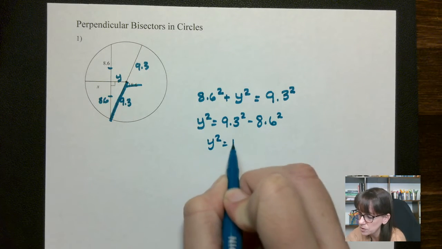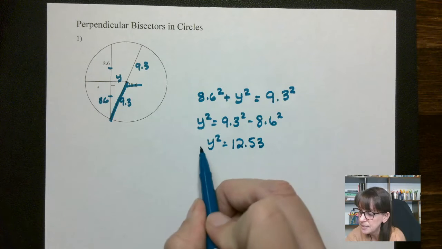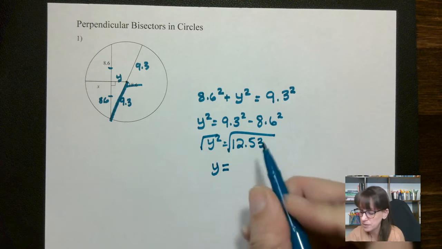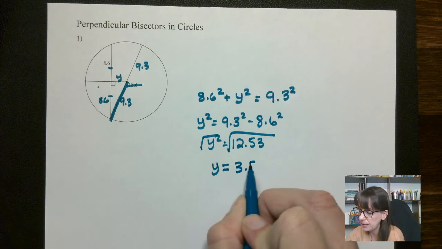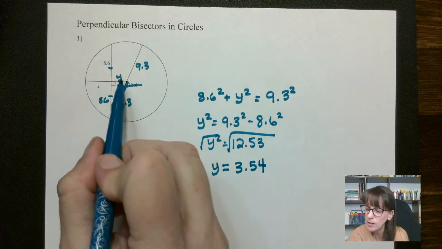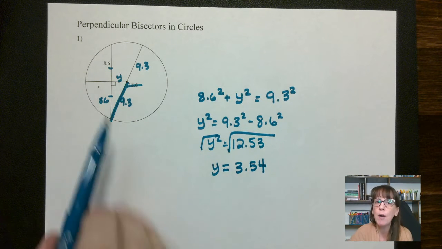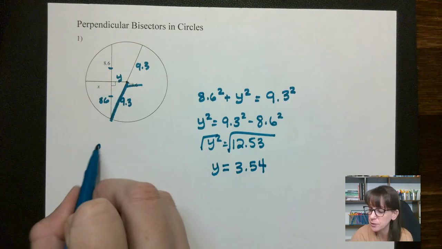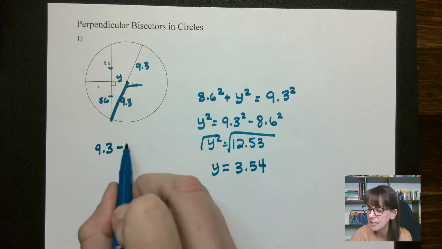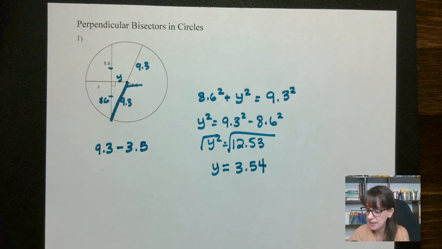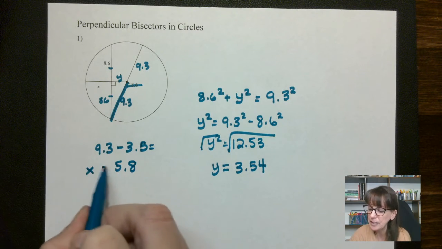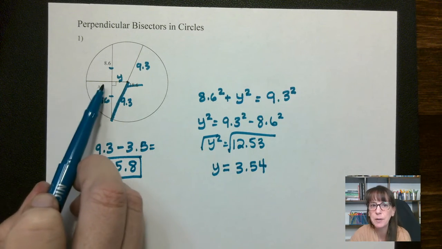So y squared equals 12.53. Square root both sides, and we get y equals 3.54. Okay, so now we know this little bit is 3.54. However, I need this x here. Well, I know an entire radius is 9.3. So if I take 9.3 and I subtract 3.5, I end up with 5.8. So x would equal 5.8, this little bit right in here.